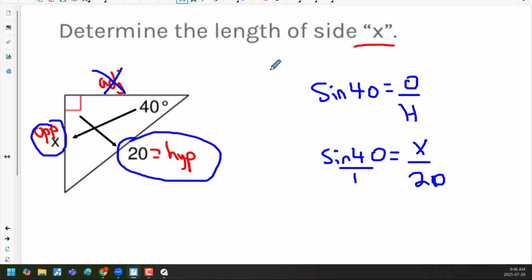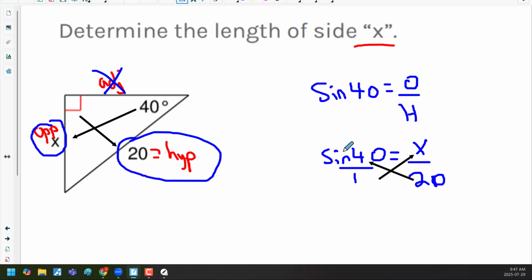Just make them over 1. That goes for things like sine 40 as well. Make it over 1. Why do I do this? Because it makes the math easier. Whenever you have a fraction equal to a fraction, you always cross multiply, crisscross.